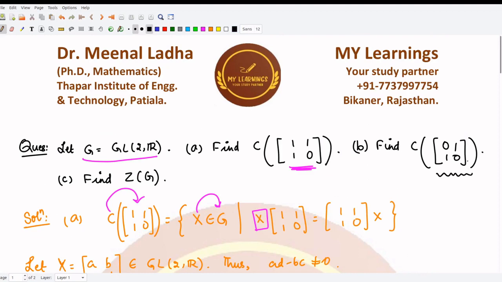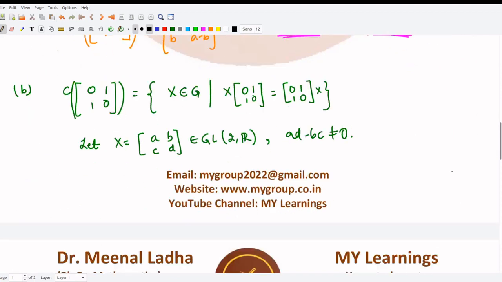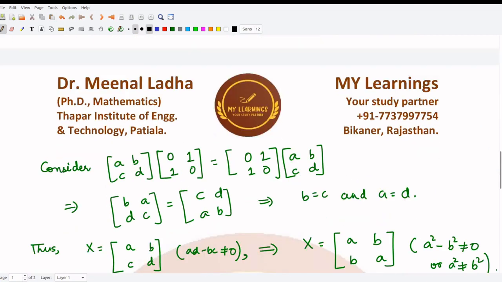Now let's move on to our second part, where we need to calculate the centralizer of the particular matrix 0 1 1 0. The procedure in this case is also similar. Here we have to find the matrix X, which we initially assume as A, B, C, D, such that AD minus BC is non-zero, correct. The determinant is non-zero, such that this X commutes with the given matrix 0 1 1 0. So we consider this equation, solve the left hand side and right hand side, obtain these matrices, and equate the corresponding elements, the elements which are placed at the same position.